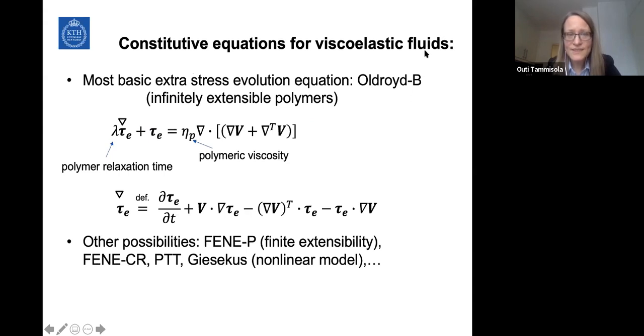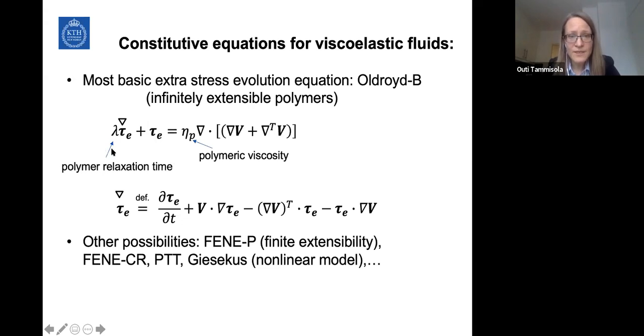And equation-wise, how do we get this elastic timescale? The most basic evolution equation that we can have is the Oldroyd-B constitutive equation. Here tau_E is the extra stress tensor, which comes from the contribution to stresses from these dumbbells, the polymers. It depends on where these polymers are, so we need to solve this evolution equation in time and in space all the time, together with the Navier-Stokes equation. So this is the constitutive equation that one solves.